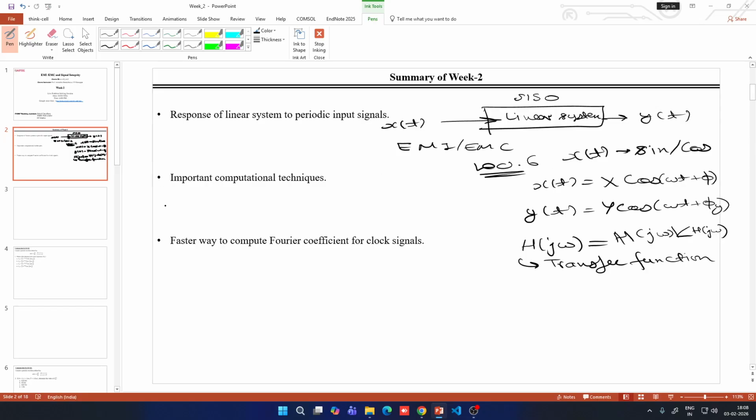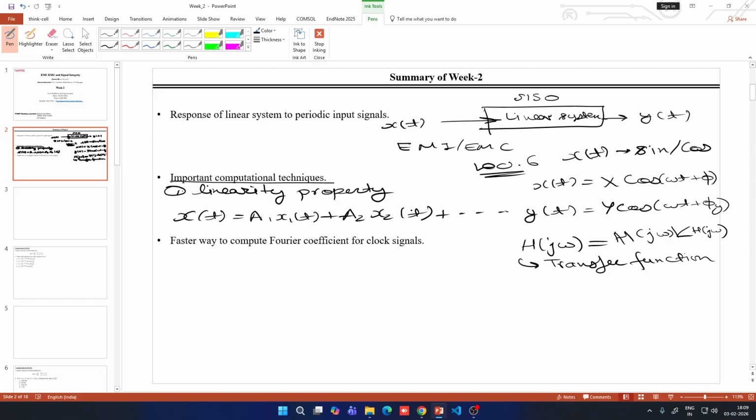Then in the next lectures professor covered important computational techniques. Some techniques from signals and systems he has discussed, a few properties. The first property was the linearity property, which says that any signal can be written as components, like x of t can be decomposed into a1 x1 of t plus a2 x2 of t and so on, if it is a periodic signal.